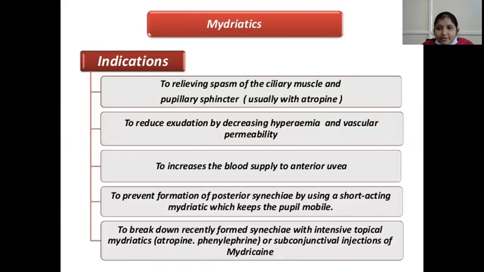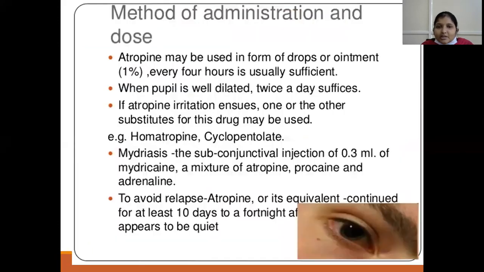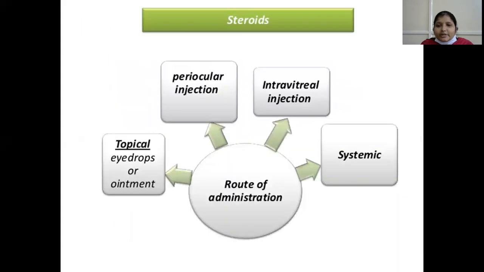So what are the various mydriatics you can use? Atropine, cyclopentolate, and homatropine, because these have more cycloplegic effect. The atropine can be used either in the form of drops or ointment, about 2 to 3 times a day. And when the pupil is well dilated, twice a day will be sufficient. We have to use these mydriatics up to 2 weeks after the eye has become quiet.